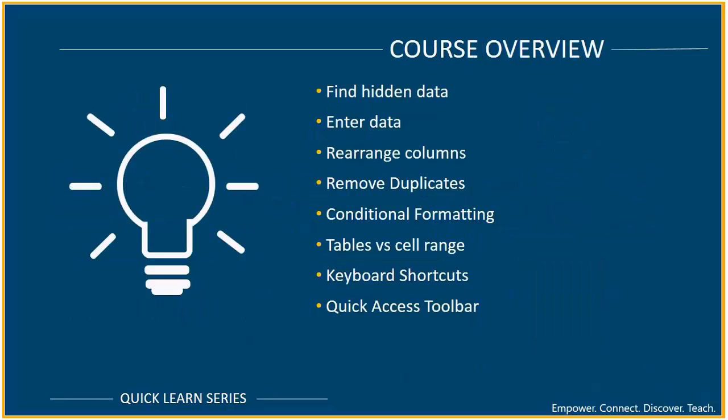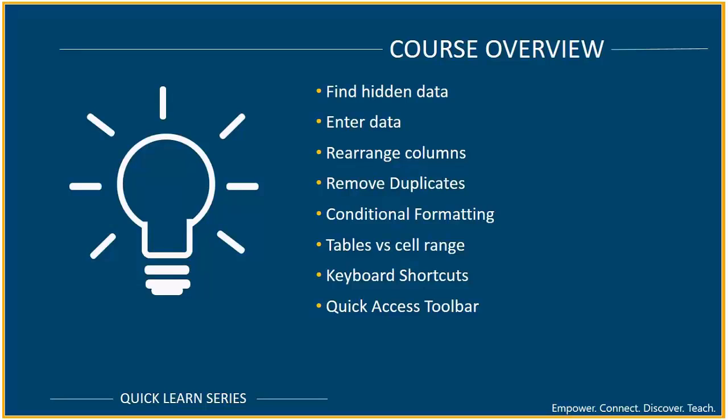With that, let me tell you what we're going to be going over today. Most of the time I'm going to be spending within Excel and just showing you all of these different things. So we'll be talking about finding hidden data. We'll also be talking about some shortcuts you can use to enter data. I'll show you a shortcut for rearranging columns. We'll also be talking about conditional formatting to find duplicates in your data, and then how you may go about removing the duplicates from your data.